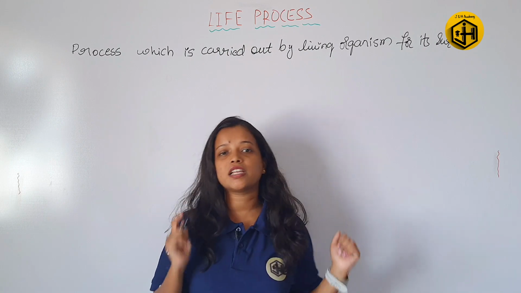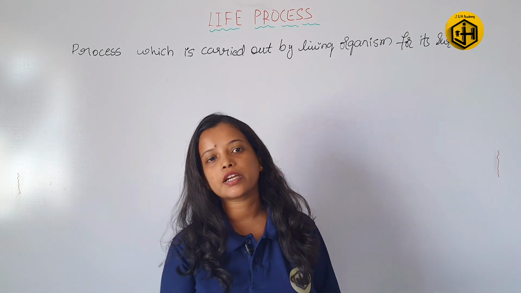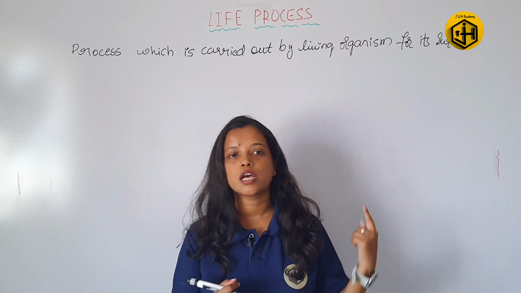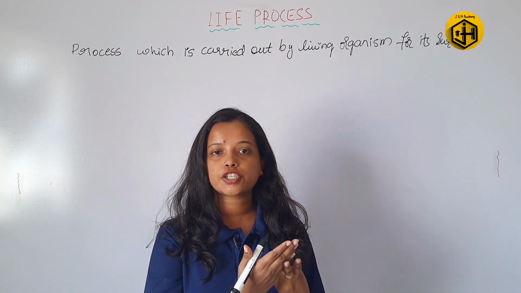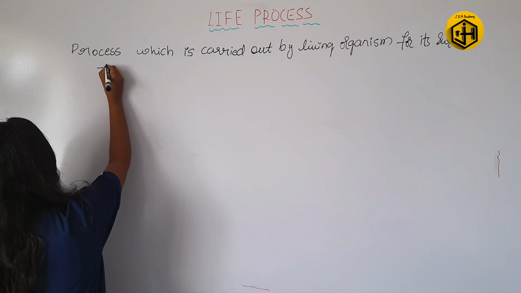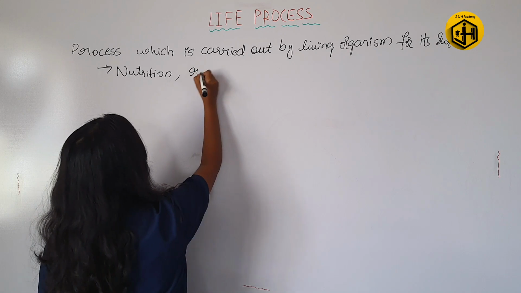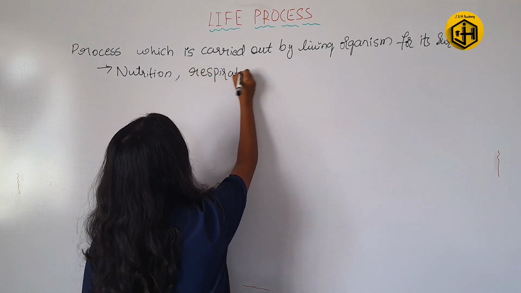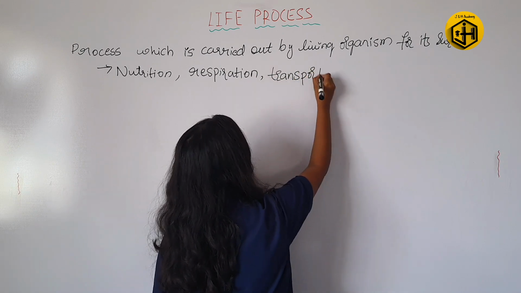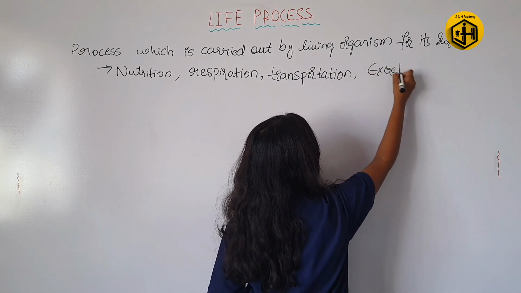So there are many life processes carried out by living organisms. In this chapter we are mainly going to focus on 4 main life processes. Which are those 4 life processes? Nutrition, respiration, transportation and finally excretion.